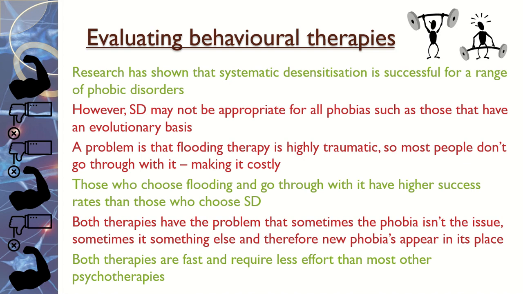And both therapies have the problem that sometimes the phobia isn't the issue, but sometimes it's something else. For example, if you're terrified of going outside, so agoraphobia, or social phobia, socializing with people, it actually might be that it isn't anything to do with that, but some other underlying cause that's causing you to have the phobia. And that's a problem because it's hard, therefore, to actually deal with. These behavioural therapies can't deal with an underlying issue, they are just dealing with the phobia.